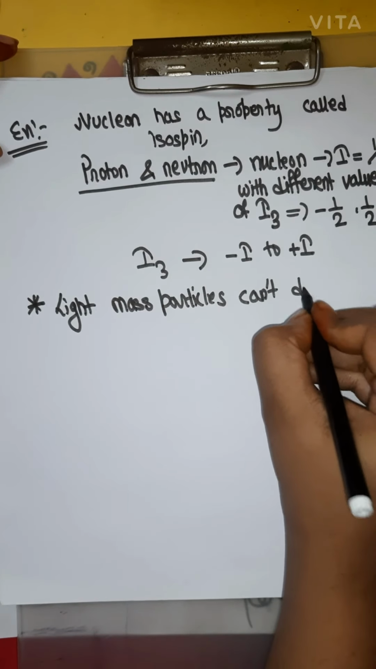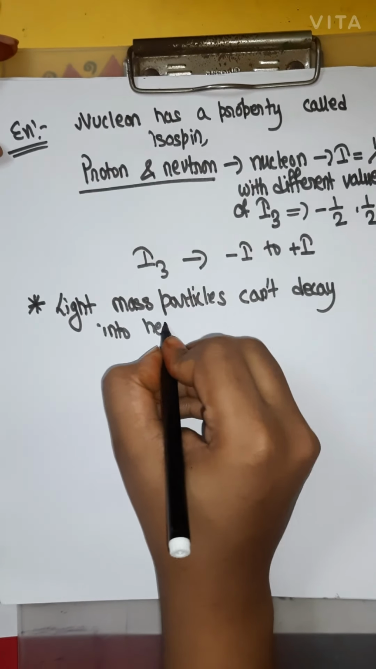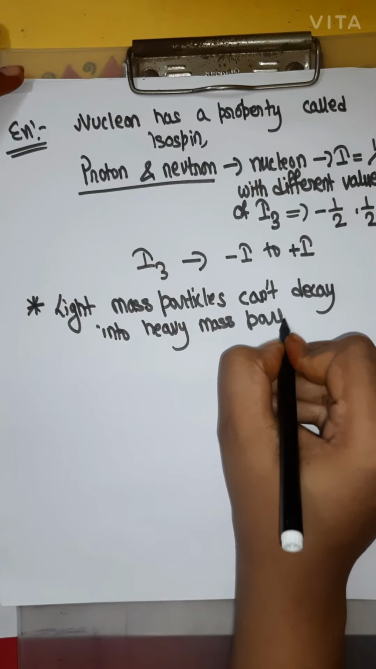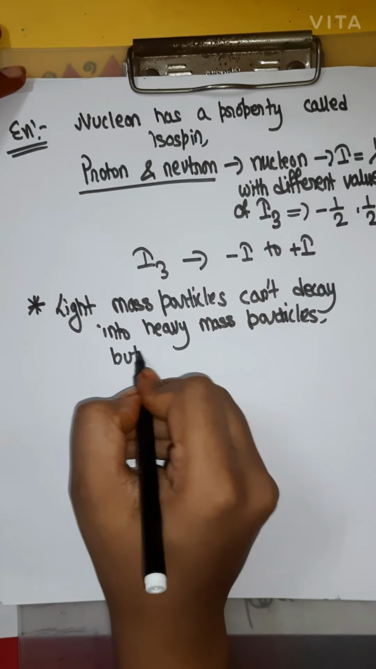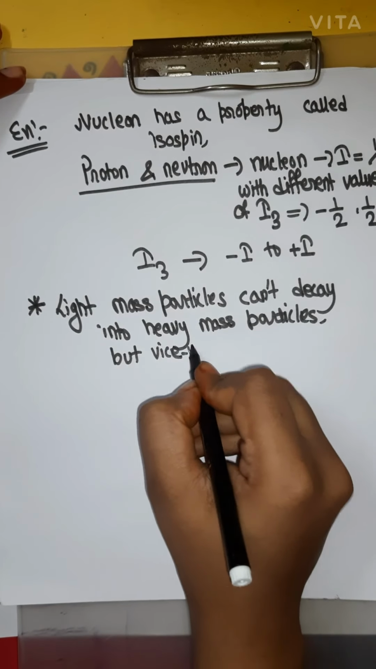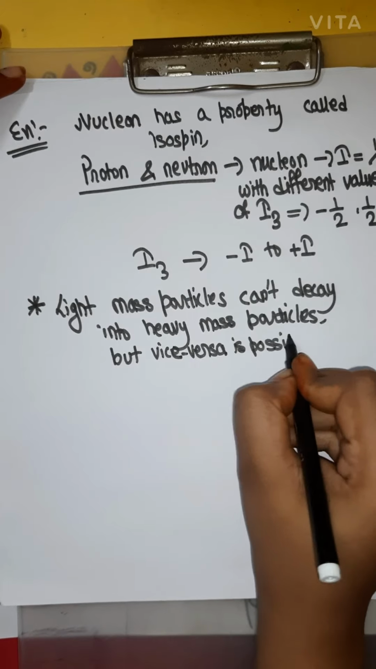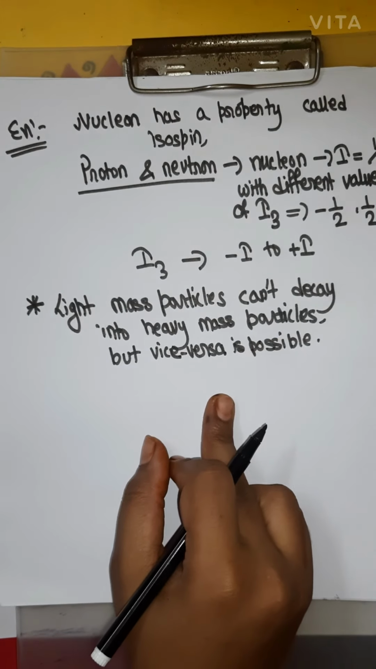Light mass particles cannot decay into heavy mass particles, but the vice versa is possible, which means heavy mass particles can decay into light mass particles.